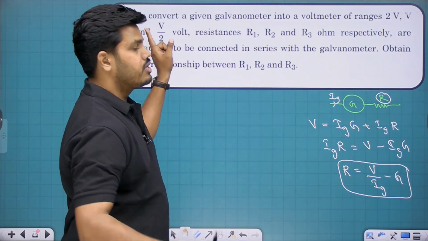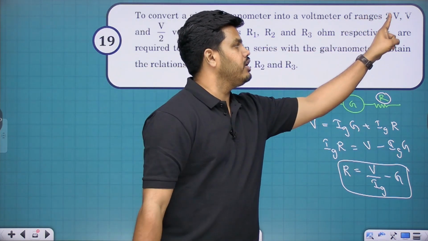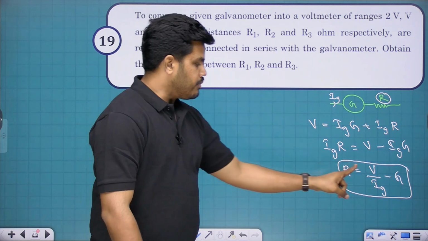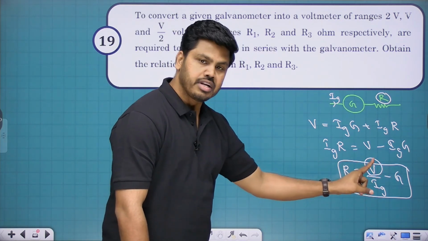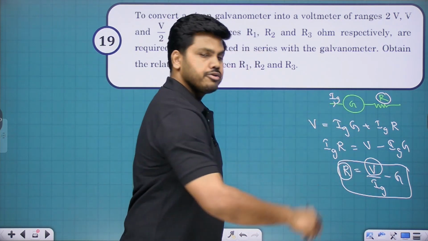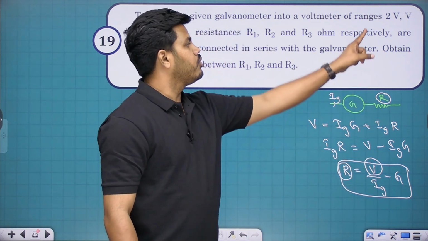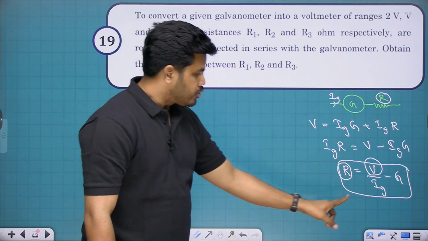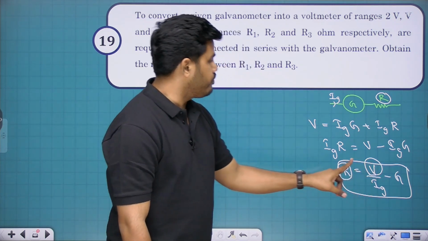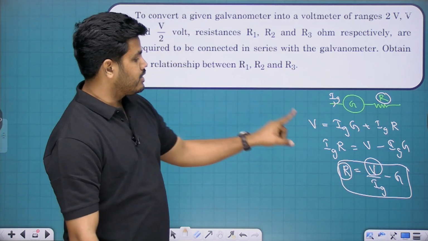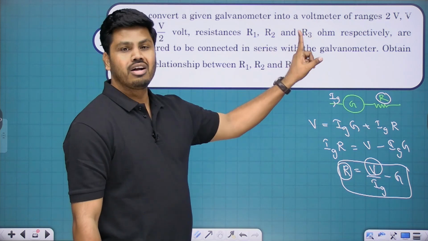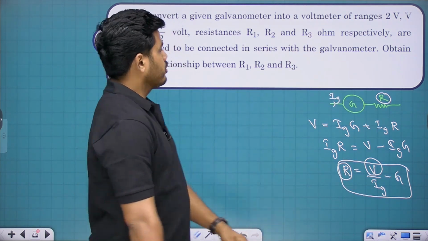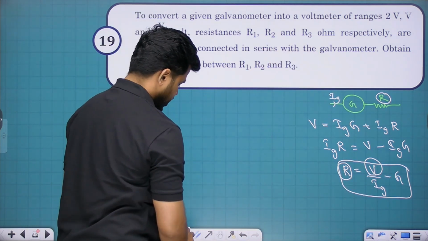This was the expression for the resistance to be connected, where V is the range of the voltmeter. The ranges could be different, like 2V, V and V by 2. So whenever you change this V, if you want to change the range, you have to change the resistance also. To get the 2V range, we connected R1 as per the question. To connect V, we connected R2. To get the range V by 2, we connected R3. Three different cases are given. You are asked to find the relation between R1, R2 and R3.